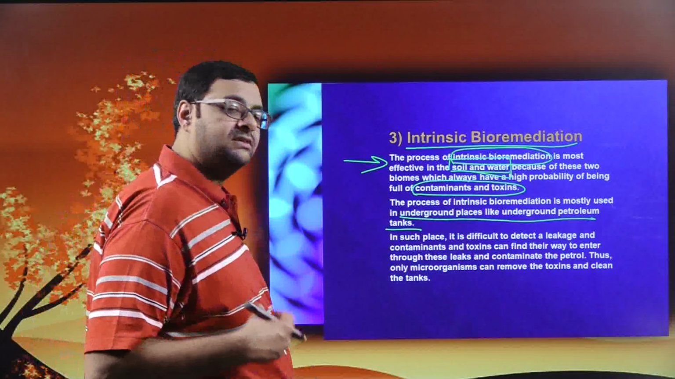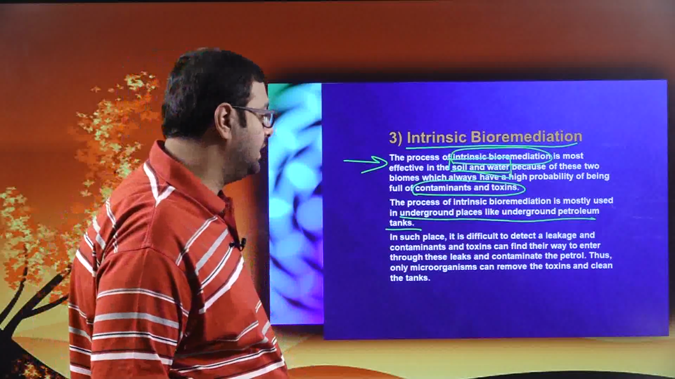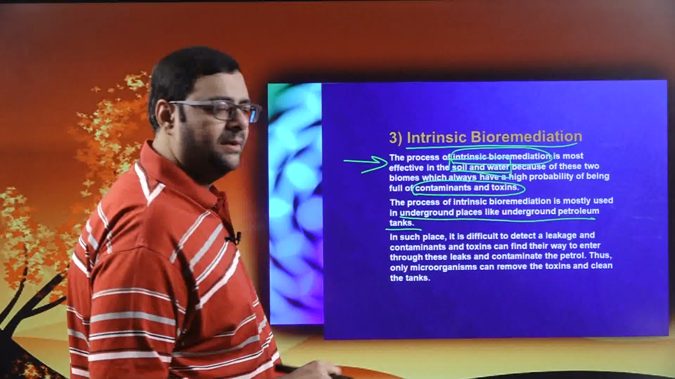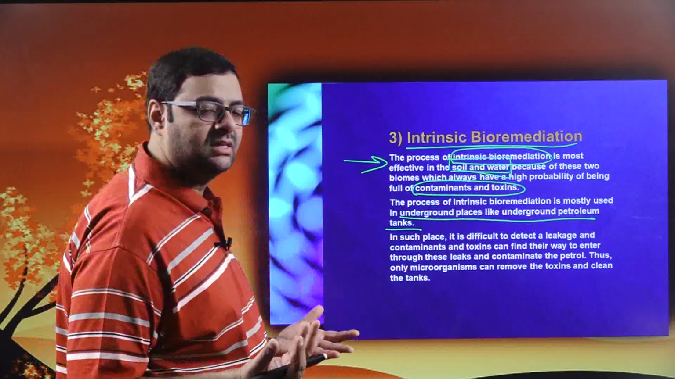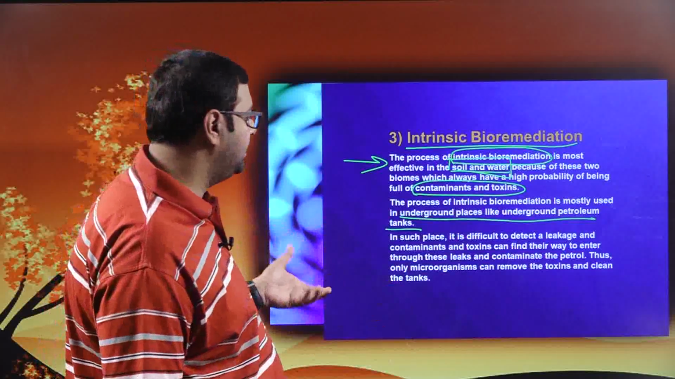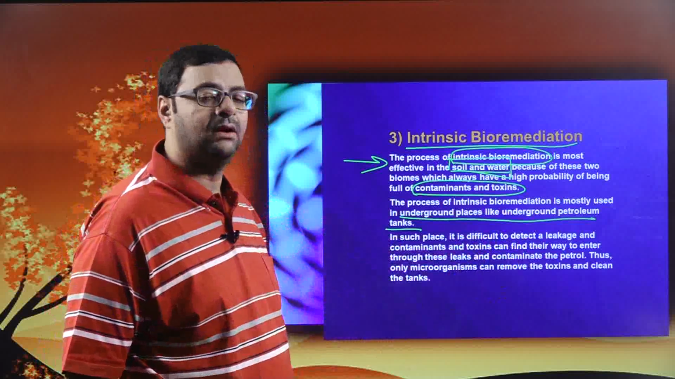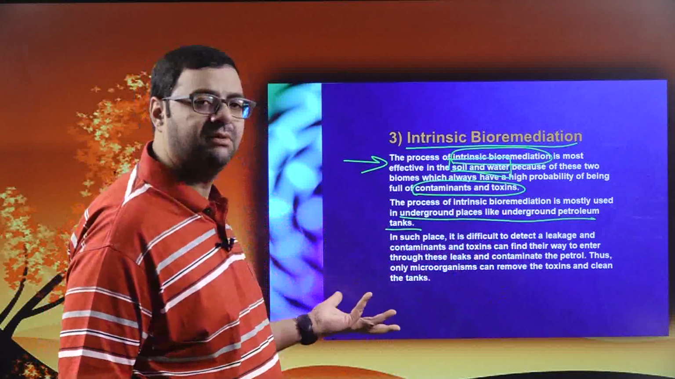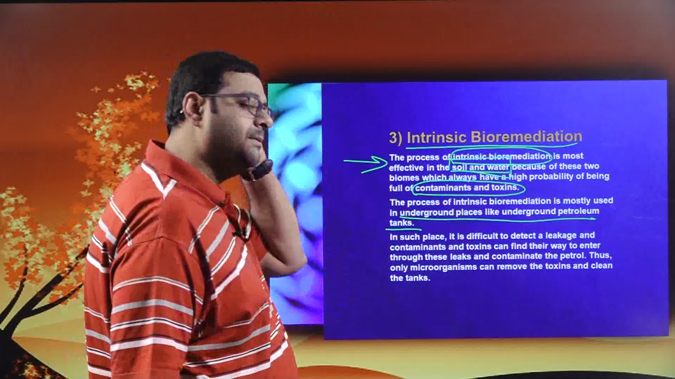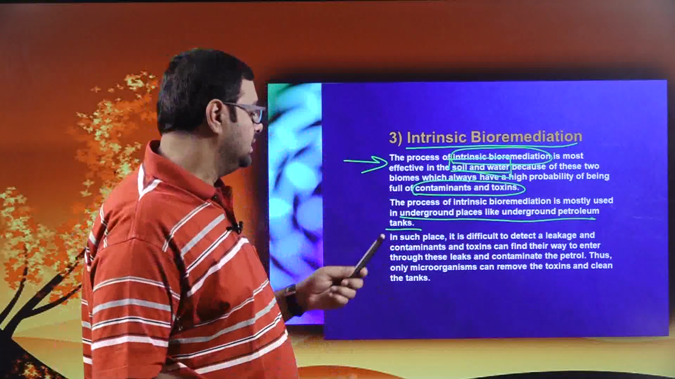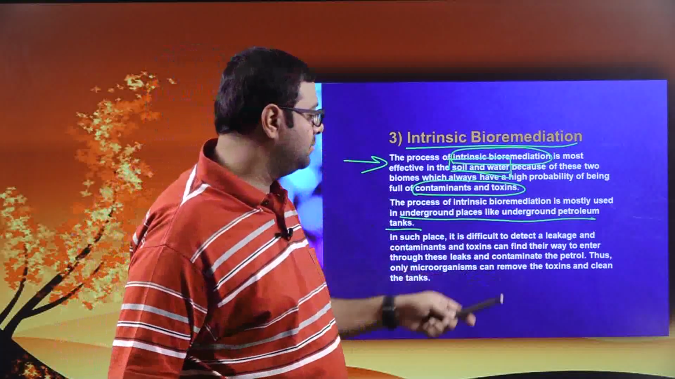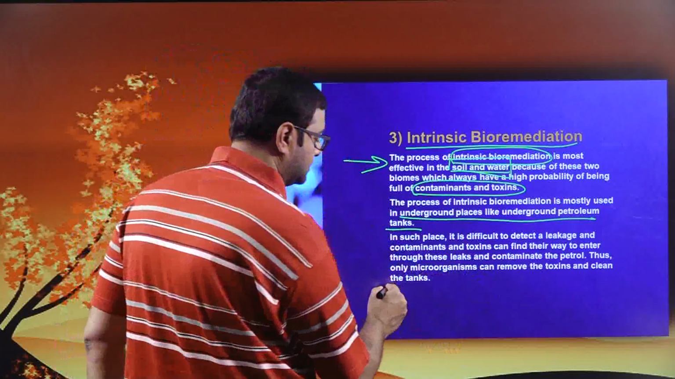Okay, so if there is a leakage, it is very difficult to detect. Contaminants and whatever toxins are there will spread and enter through these leaks and contaminate the petrol. So if it is the manufacture of petrol and there is a leak, then these contaminants will enter into the petrol. Thus, only microorganisms can remove the toxins and clean the tanks.